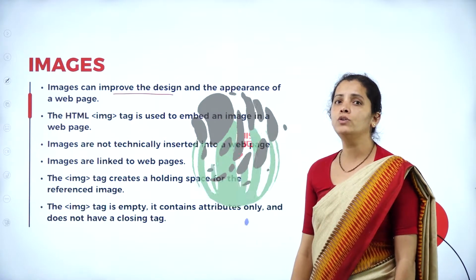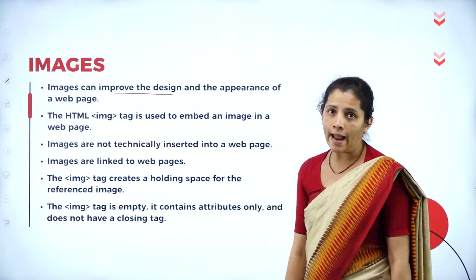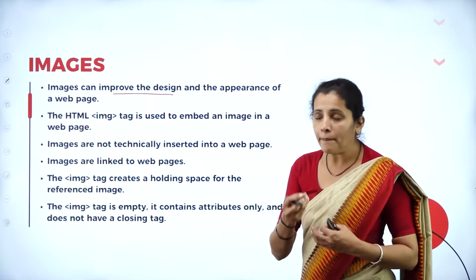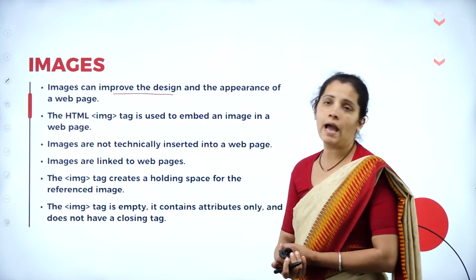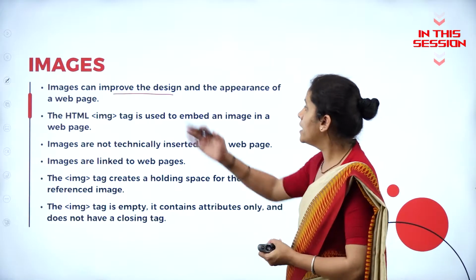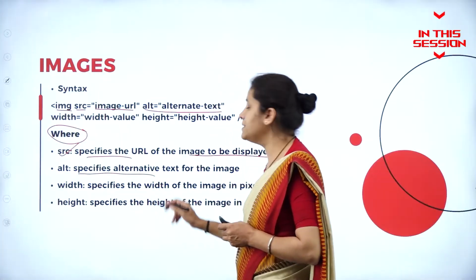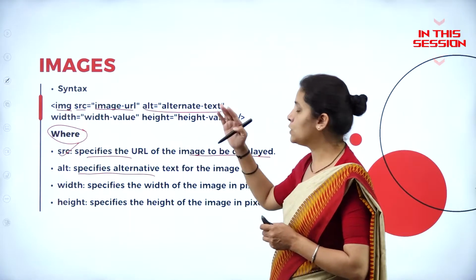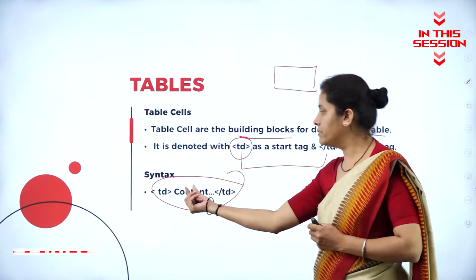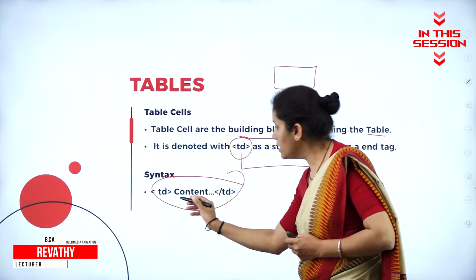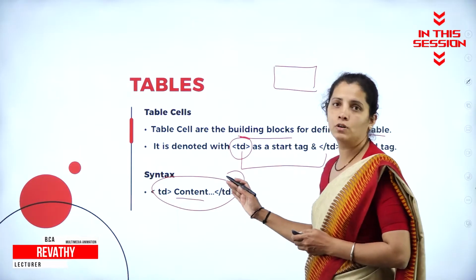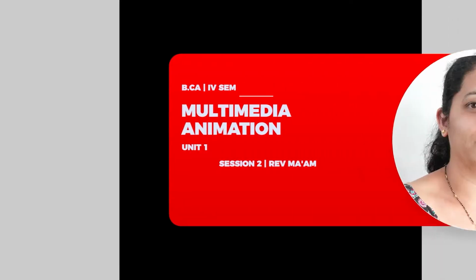Suppose if you want to design an attractive web page to improve the web page appearance, then I'll go with the image tag, which specifies the alternative text if the image is not found. I have the TD and I can have the content, and I must have a closing TD.